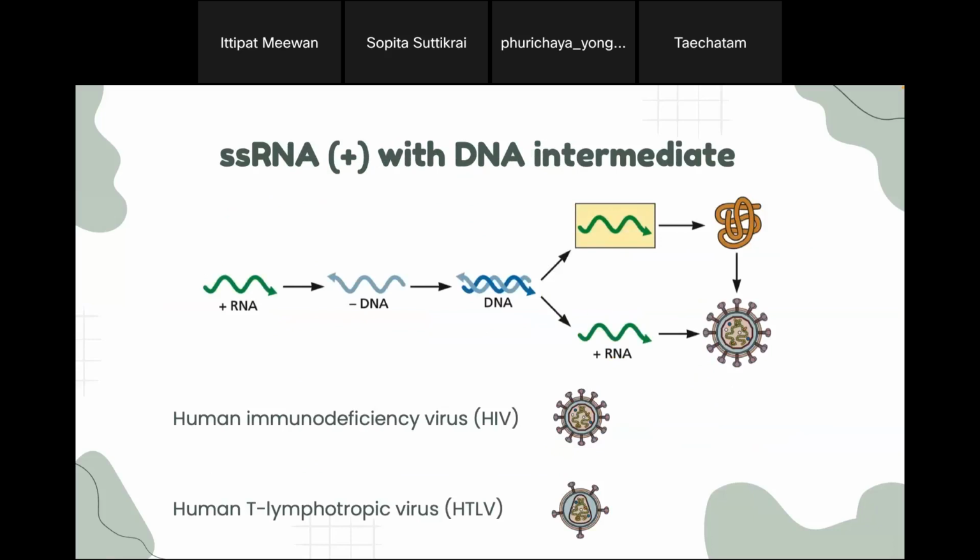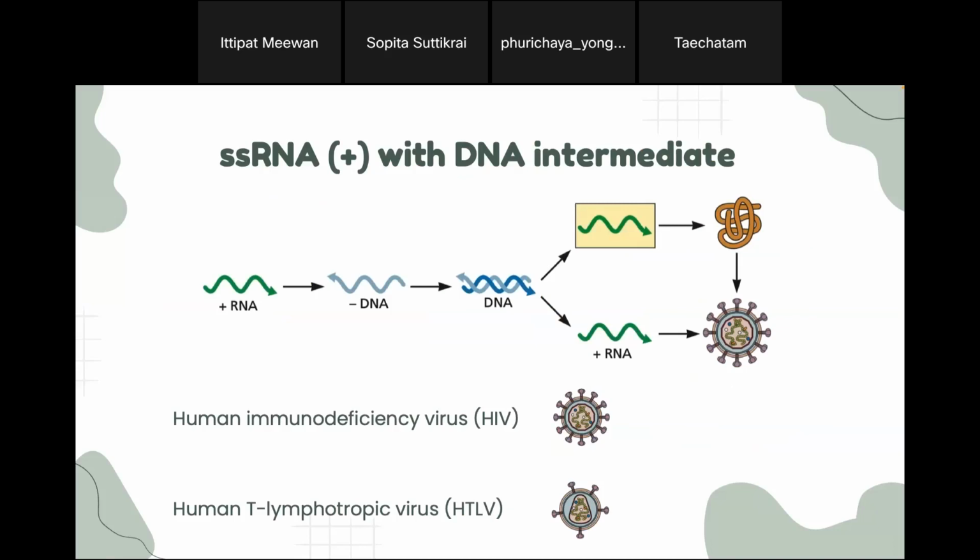Okay, so then there's another type that also contains single-stranded RNA, but with a DNA intermediate. What this type of virus does is reverse transcribe to DNA first. Starting from the positive sense RNA, it reverse transcribes to negative sense DNA first, and then it has to be made into double-stranded DNA in order to replicate. After it replicates, it can go back to positive sense mRNA and then make the proteins, right?